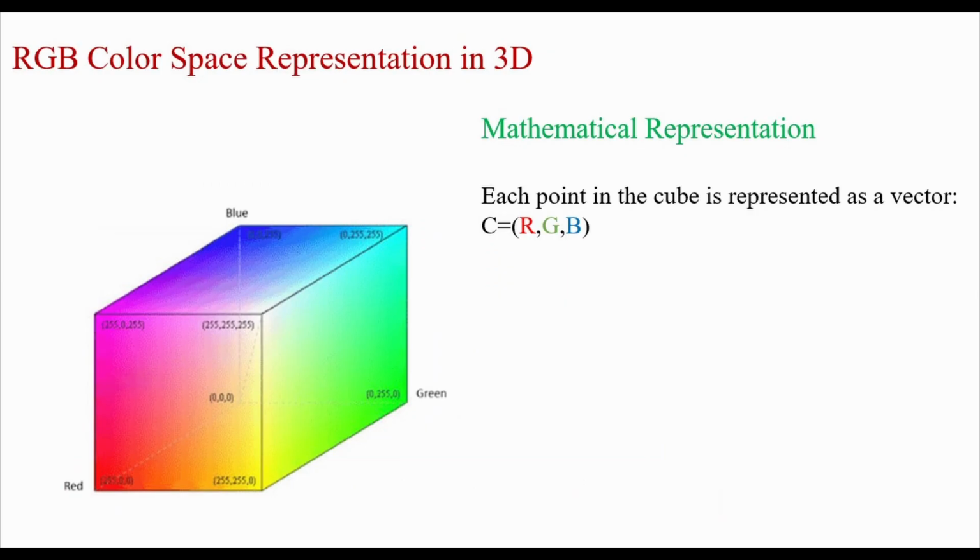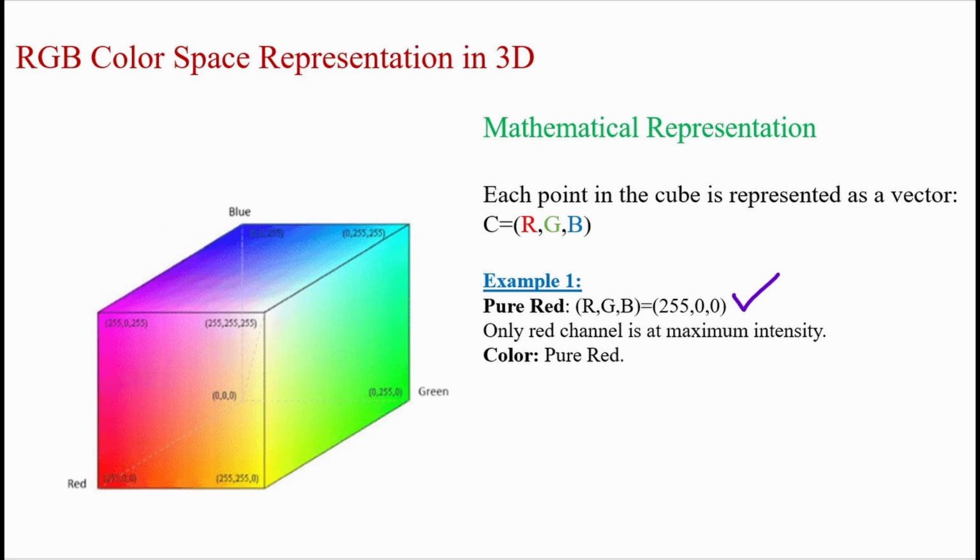This is the RGB color space, represented in a 3D cube. Each point inside the cube corresponds to a unique color, defined mathematically as a vector C equal to (R, G, B), where R, G and B are the intensity values for red, green and blue, ranging from 0 to 255.